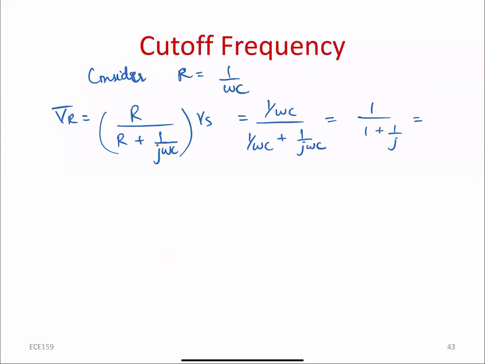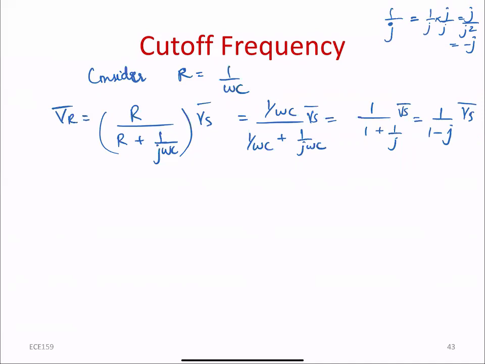Again, I repeat, and I did that in the previous lecture as well: 1 over j is nothing but 1 over j times j over j, which is j over j square, and j square is minus 1, so it is minus j. So we can replace this by 1 over 1 minus j times Vs. Sorry, Vs will come in every equation.